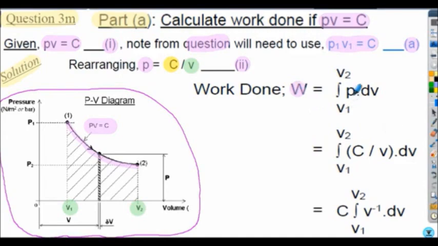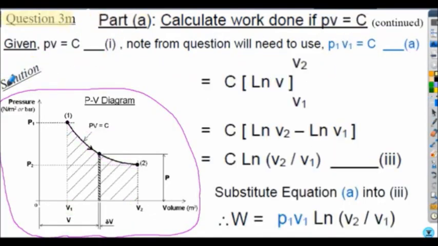W is the integral of P dV, essentially given in the question, between the limits of V1 and V2. So now I simply insert equation 2 into the integral, replacing P with C divided by V. On the final line on this slide I've simply brought the V from the denominator to the numerator, that's why it's V to the negative 1 now, and I've taken the C outside of the integral because it's just a pure constant. Now I'm ready to integrate V to the negative 1 with respect to V between the limits of V1 and V2. We'll undertake the integration on the following slide.